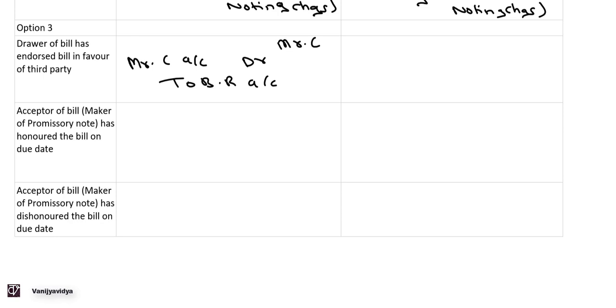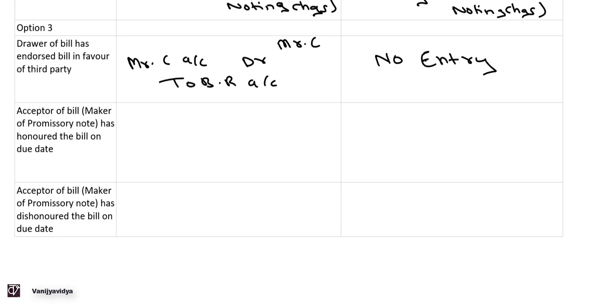Now he has given that bills receivable to Mr. C. So the liability of payment to Mr. C has reduced. So we are debiting Mr. C's account to bills receivable account, since the bills receivable is endorsed in favor of Mr. C. Now in the books of Drawee, there is no effect or entry.